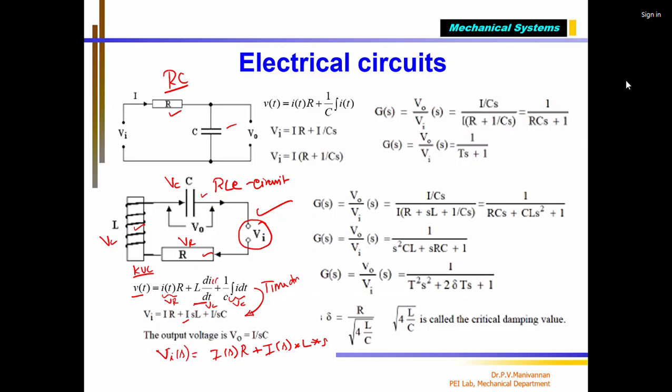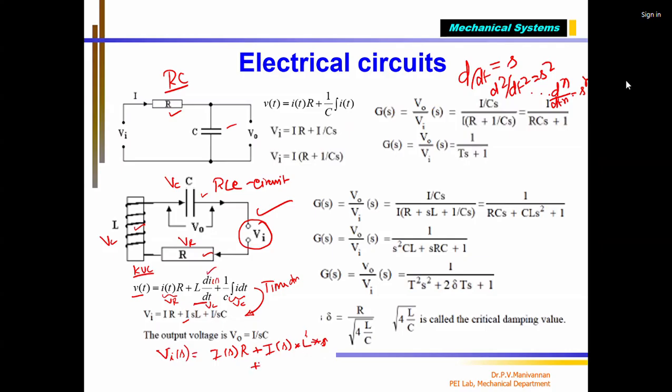Please see that I of T is converted to I of S. The L will remain as it is, that is a constant, the inductance value. The d by dt of I becomes S. If the function is d by dt, it becomes S. d square by dt square becomes S square. Like this, d power n by dt power n will be S power n. So that is what we have done here for the first derivative, correct?